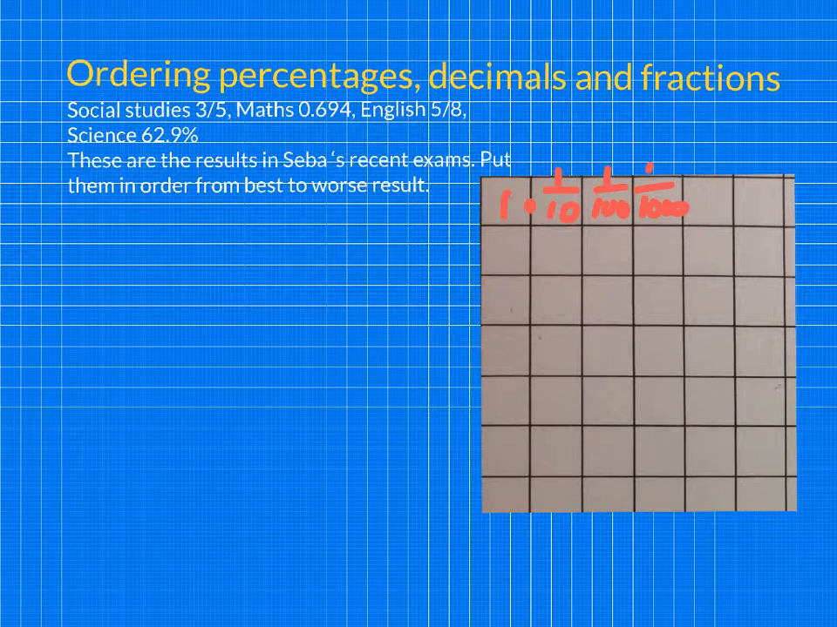We're looking at ordering percentages, decimals and fractions. These are the results in Seba's recent exams. Put them in order from the best to worst result.